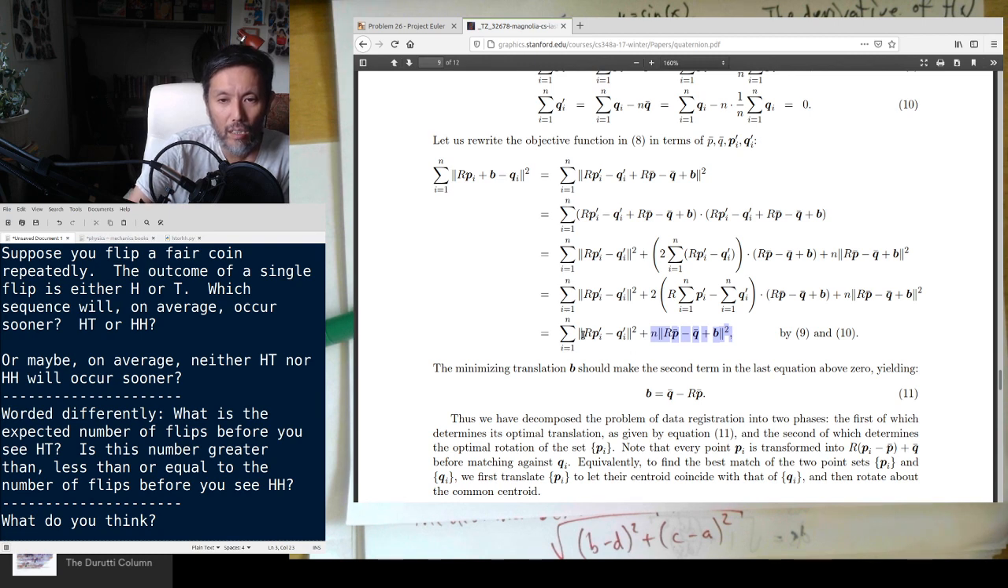Because this thing doesn't involve b at all, and you have freedom to choose b, you might as well choose b which makes this second term completely go away. So that makes sense, right? Then you choose b in such a way that this norm squared is 0. So that tells you what b is. That's sweet. But now you still have the problem of figuring out what this r is in this quantity right here.